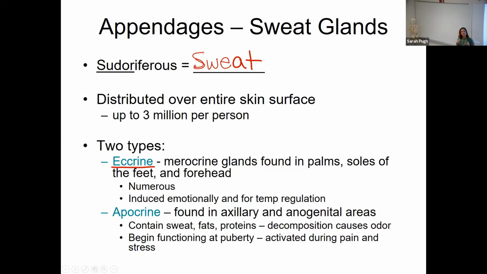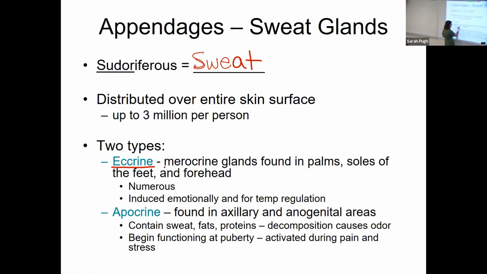And typically, these are going to be induced to help regulate your body temperature, bring your temperature down, but they can also be induced emotionally. So, you know, think about it. If you have to get up and give a speech in front of people and that makes you nervous, your palms might get a little sweaty. Bottoms of your feet might get a little sweaty. But when you're hot, your forehead a lot of times will get sweaty.